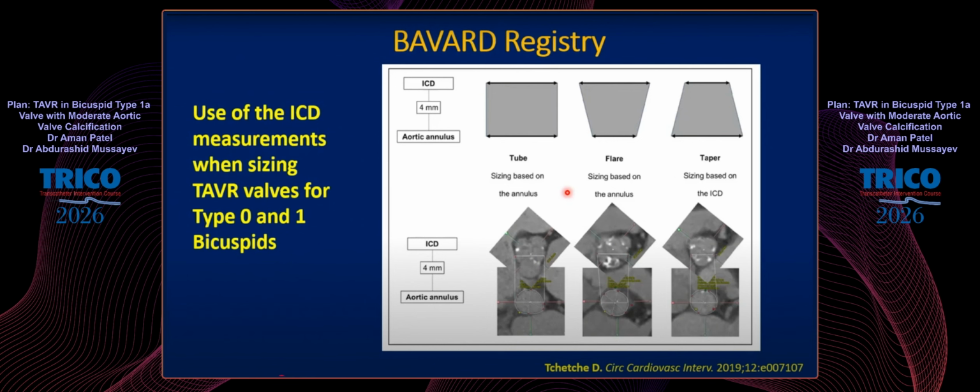In the patient that we had today, the anatomy was flare. The annulus is small, the ICD is big. Again, you size as per the annulus. You cannot size as per the ICD in this case because the anchoring is going to happen at both the ICD as well as annulus. But in tapered anatomy, with a small ICD and large annulus, the anchoring predominantly happens at the ICD. So sizing should be based on the ICD to reduce risk of complications.